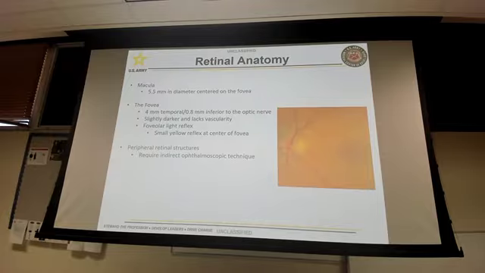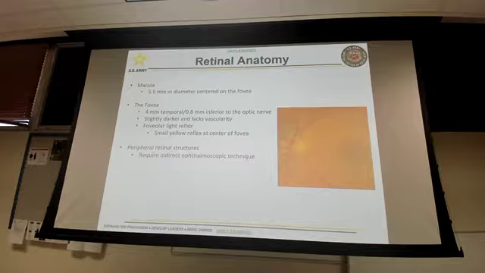So, quick anatomy of the retina. When you are looking straight into the patient's eyes, so during direct ophthalmoscopy, you are looking at the posterior pole of the retina, and that is where you're going to see the macula. That is the most visually sensitive part of the retina. And within that macular region, you're going to see the fovea. Now the fovea, at the center of it is the foveola.